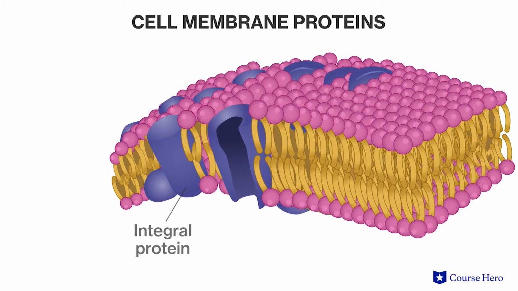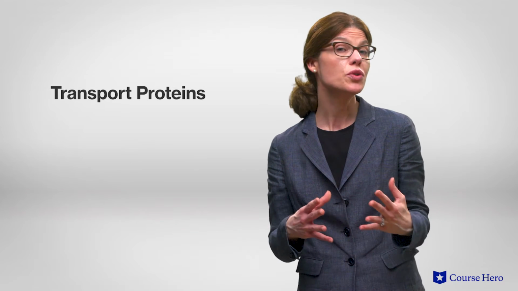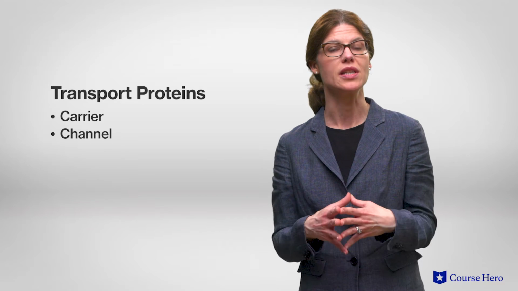An integral protein is a protein that is embedded within the cell membrane. Some integral proteins are inserted into one side of the membrane but do not go all the way across the membrane. Other integral proteins traverse the entire lipid bilayer and are called transmembrane proteins. Transport proteins are classified as a type of integral proteins. There are two types of transport proteins: carrier proteins and channel proteins.